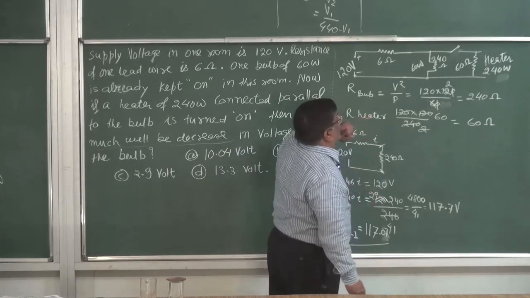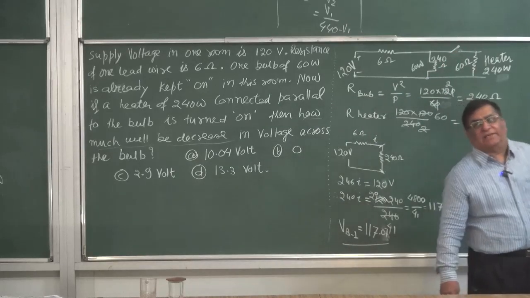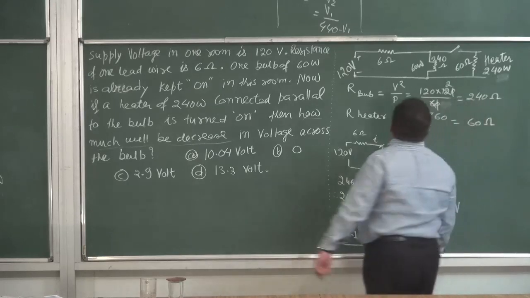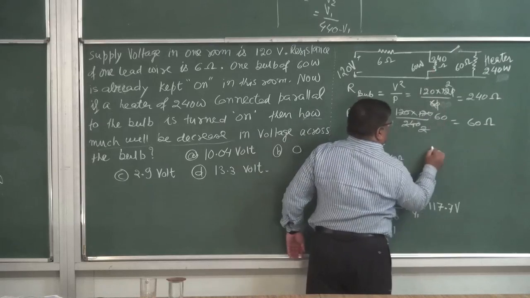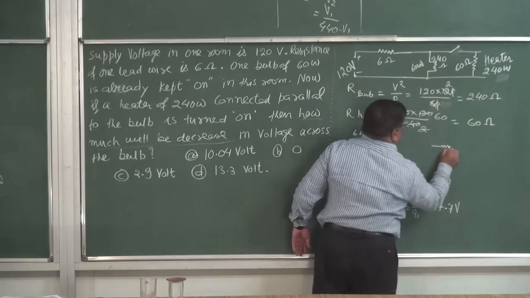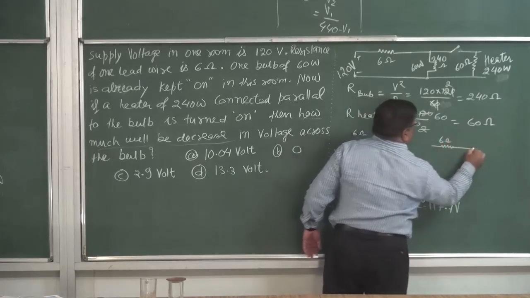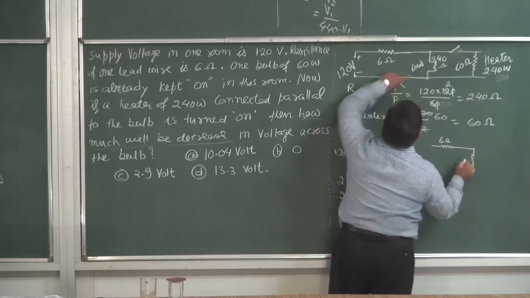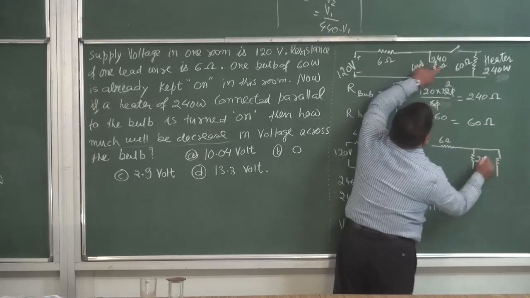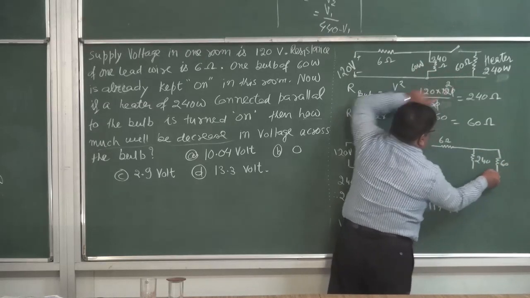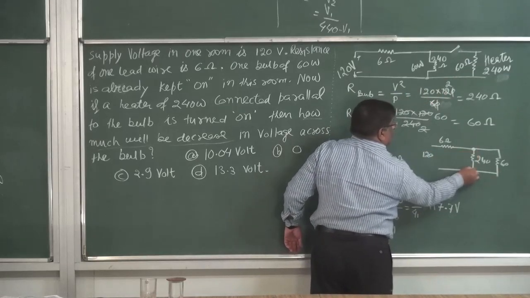Now we come to the second case. Second case कब होगा? जब हम इसको switch on करेंगे. When we switch on the heater, then what will happen? Then the circuit will be like this. See? 6, 240, 60 and 120. So we have to find out what is voltage here.